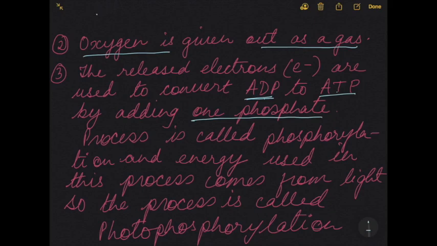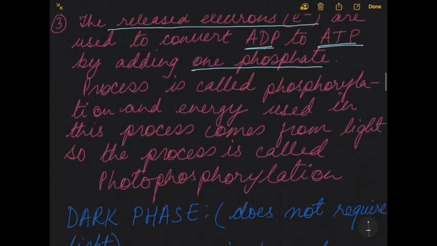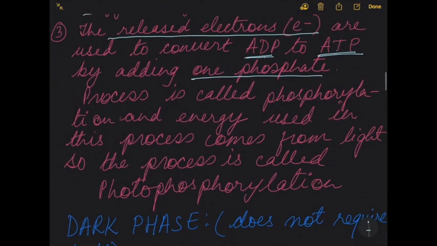Adenosine diphosphate, di means 2 phosphates; adenosine triphosphate means 3 phosphates. So when one phosphate group is added to ADP, it turns into ATP, and that addition of the phosphate is done by the released electrons. Now this process of addition of one phosphate to ADP to turn it into ATP is known as phosphorylation.